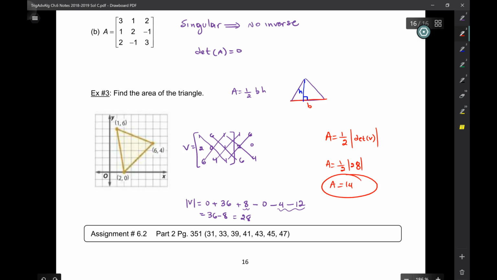Yep, it is really cool. Okay, and you recognize that area must be positive, right? Okay, so that's that. So now this is the homework for this section.